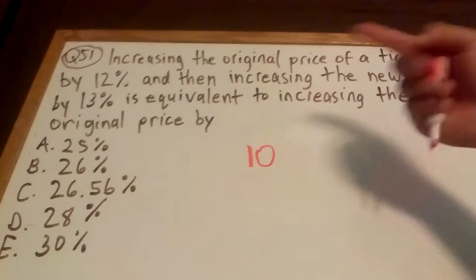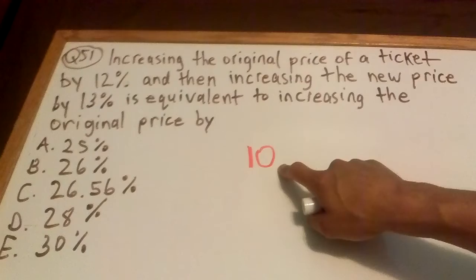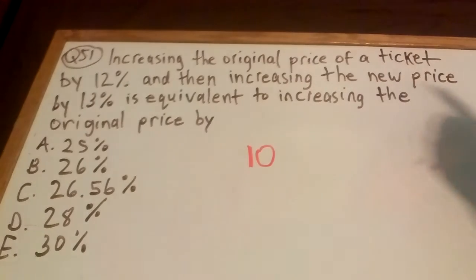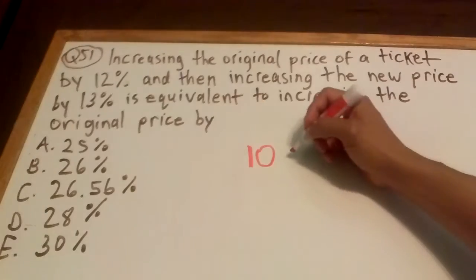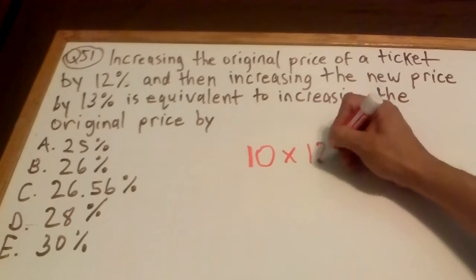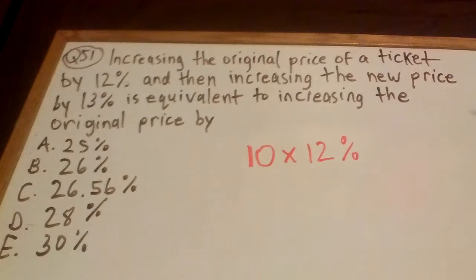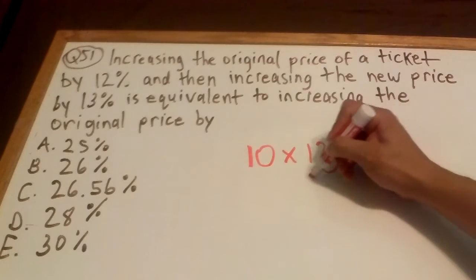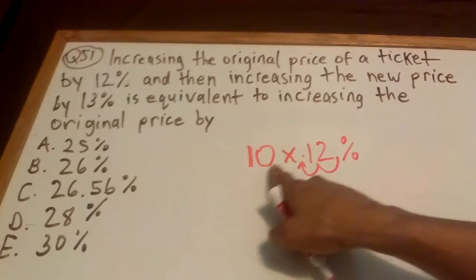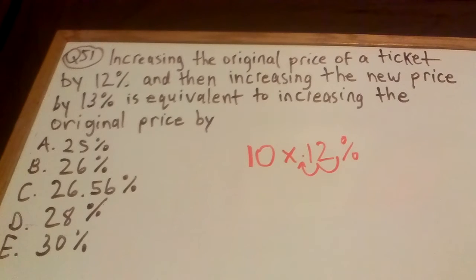So let's start with 10. Let's assume it's $10, the original thing. And then what happened to it? It went up. It went up by how much? By 12%. So how do you do that? What do we do now? You go 10 times 12%. What do you do when it's percent? You just go like this, remember? So it's really 10 times 0.12.